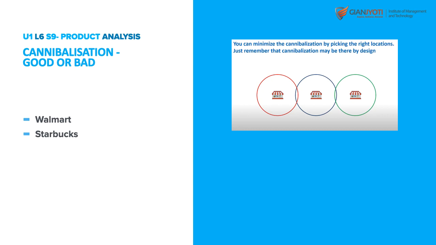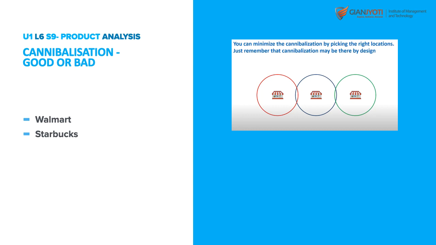Let me take some more examples. These are for big brands in retail like Walmart and Starbucks. For them, cannibalization is good. How? They put their stores within the same region. As you might have seen in India also, the Reliance stores, you will see in the same sector, in the same phase, or in the same market, they have two stores. What is that? That is nothing but cannibalization.